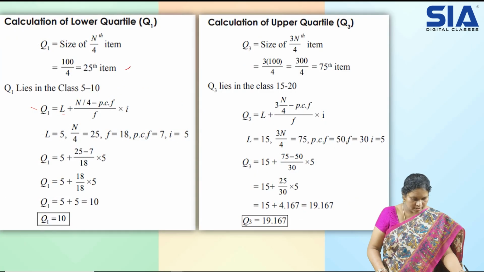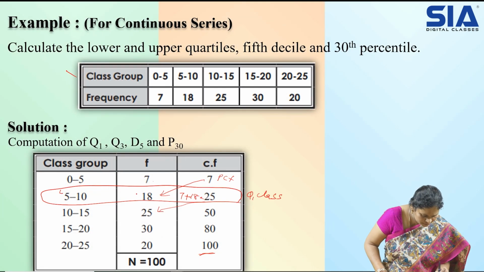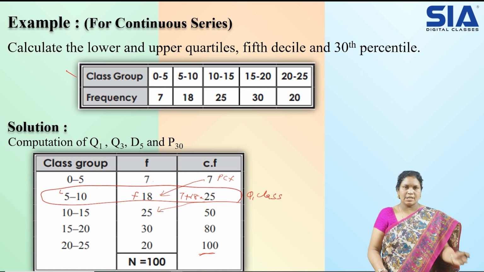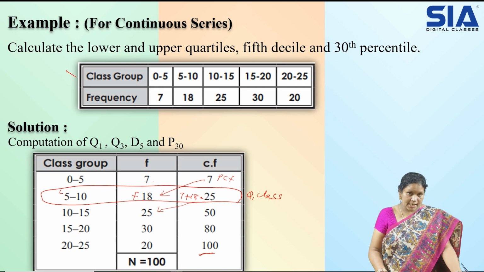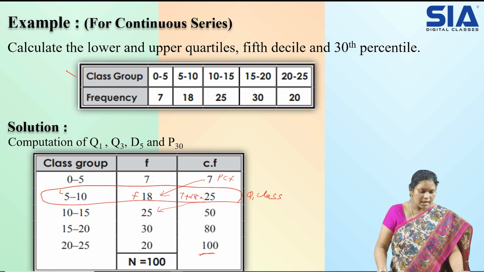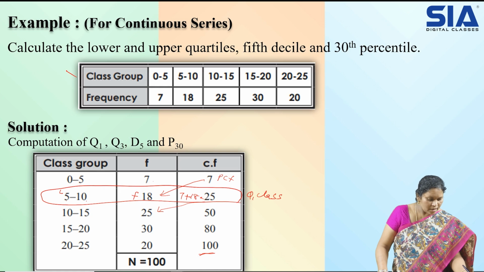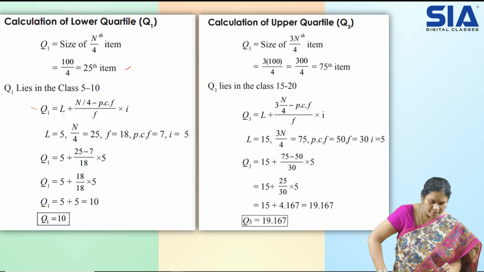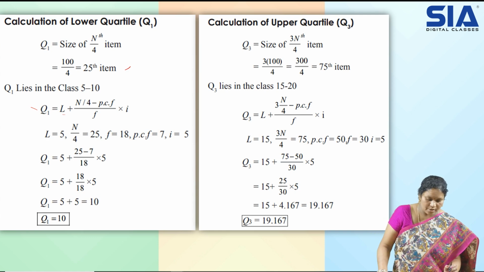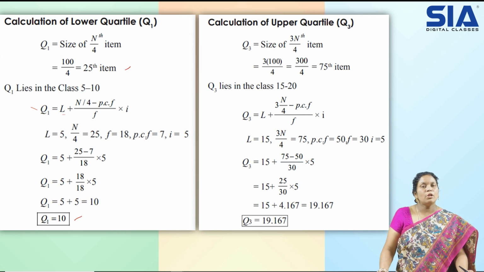Next, F. F is the frequency of the Q1 class. So F is 18 here in the same box. Check the frequency column, the same box, whatever value you got becomes your F. The frequency value 18 becomes your F. Finally, I you need to consider. I is the magnitude, which is nothing but the upper limit minus the lower limit of the Q1 class, that is 10 minus 5. You get the answer for I. Now all the values, N by 4, F, PCF, I, we got, right? Just substitute in the formula, go for the calculator and get the answer. You get the answer as 10. That is how we obtain Q1.